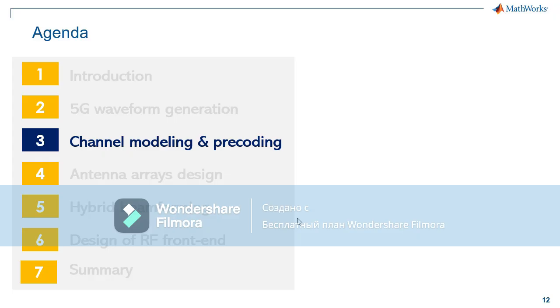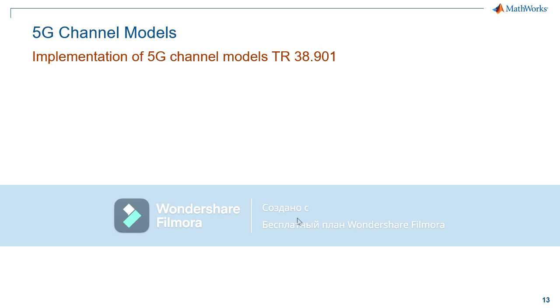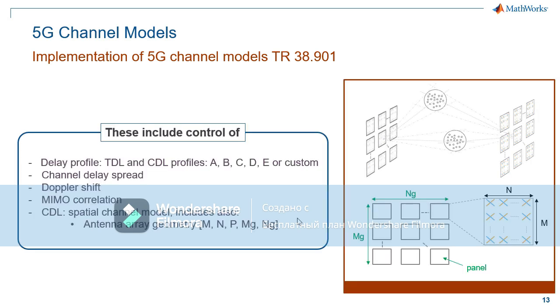All right, let's take a look at the second topic, the channel modeling and pre-coding. One of the first things that was published with the 5G standard was the 5G channel models. These channel models are introduced in technical report 38.901, and they allow you to have very rigorous spatial channel modeling characteristics for your MIMO channel models.